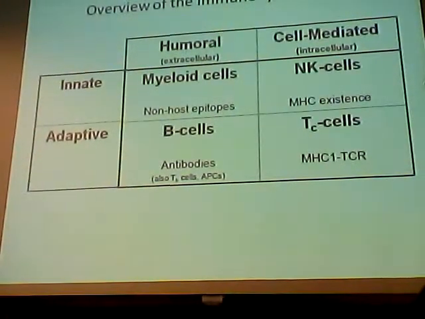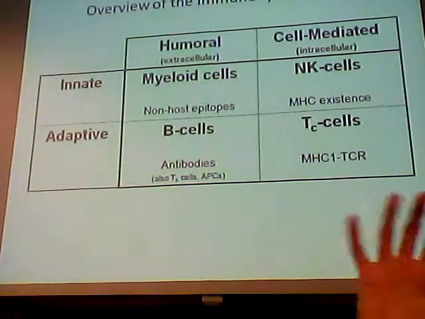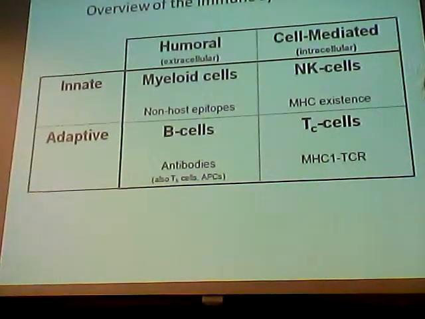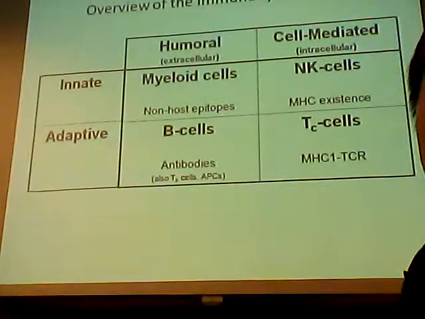Overview of the immune system. So we've got humoral versus cell-mediated. Remember, humoral is where you encounter a pathogen within the bloodstream, whereas cell-mediated is where the cell itself, inside the cell, intracellular, has a problem. And there's a difference between innate, which is more non-specific, and adaptive, which is very specific.